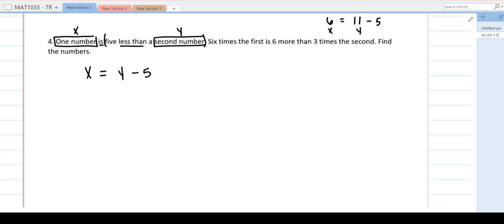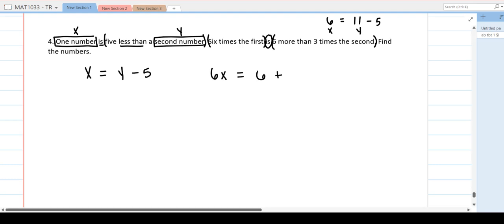Okay, so remember the first number is x and the second number is y. So then my second equation is 6 times the first is, there's your equal sign, 6 more than 3 times the second. So 6 times x equals 6 more than 3 times the second. Now this is addition, so it doesn't matter if I do 6 plus 3y or if I do 3y plus 6. With subtraction it would matter which order I write it.